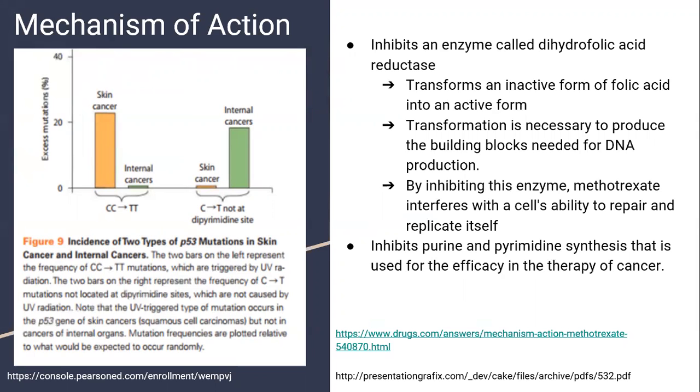UV radiation is a type of radiation that causes cancer because it damages DNA. As shown in the figure, with the C to T mutation, exposure to UV radiation causes an increase in skin cancer, while there is a low frequency associated with internal cancers. Vice versa, when there is no exposure to radiation, there is an increase in the frequency of internal cancer and a low frequency of skin cancer.